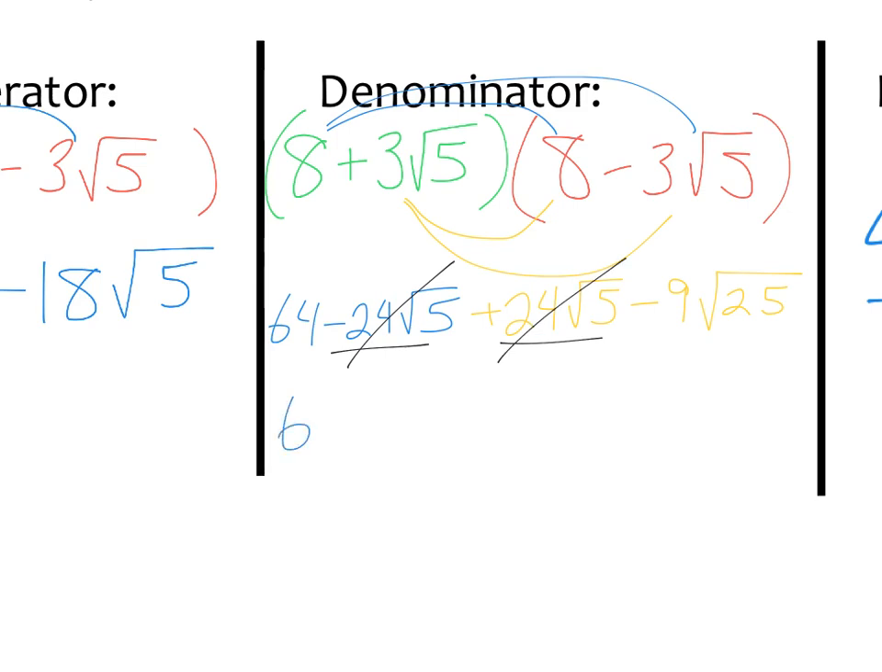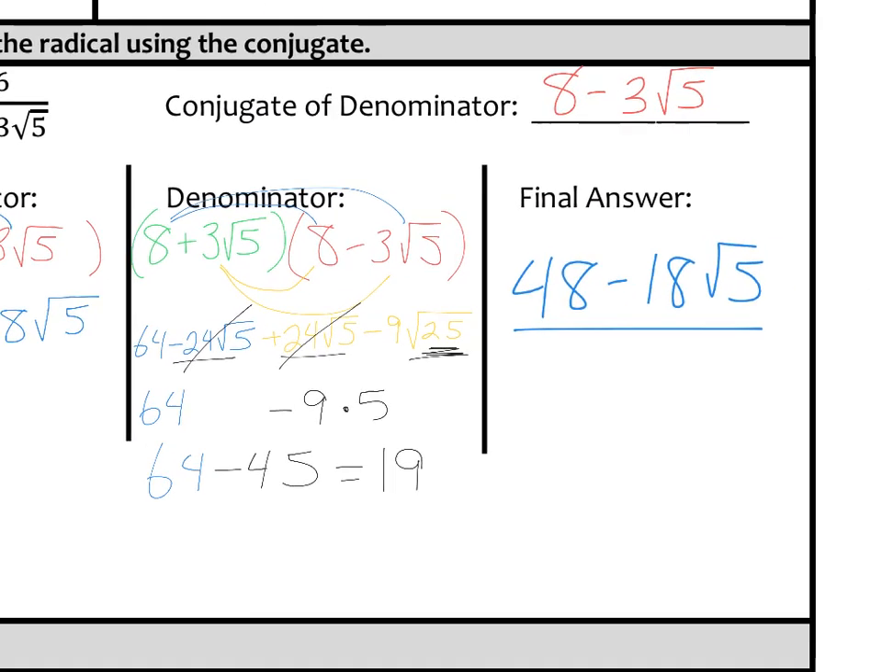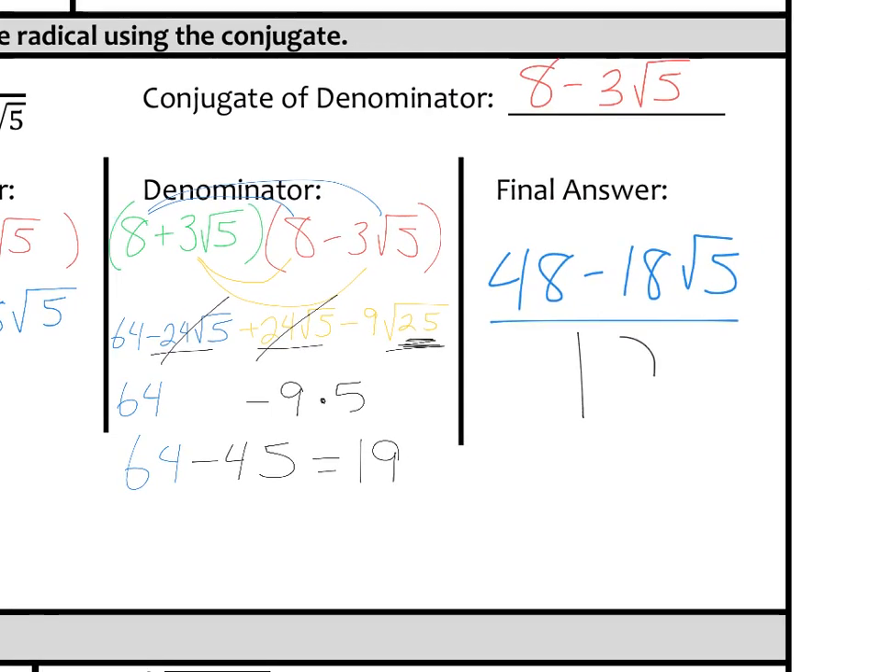Let's bring down that 64 that was already there. And then over there in yellow, I'm going to switch to black so we can see it better. We have a negative 9 times the square root of 25. Well, the square root of 25 is 5. It just means what number multiplied times itself equals 25. So that is 5. Bring down our 64. Negative 9 times 5 is negative 45. And we can actually just combine these two numbers together by subtracting, and we get 19. So 19 is our denominator. So this fraction is our answer.